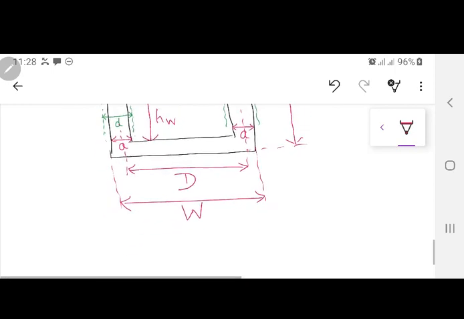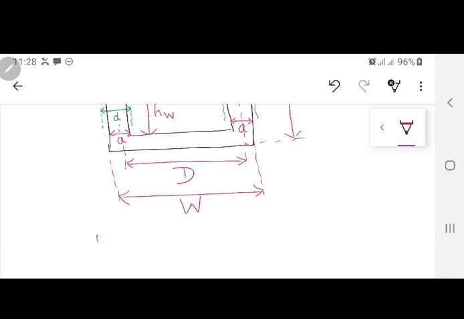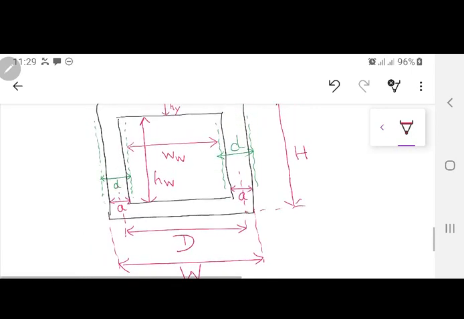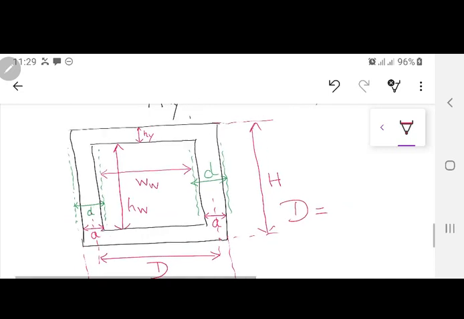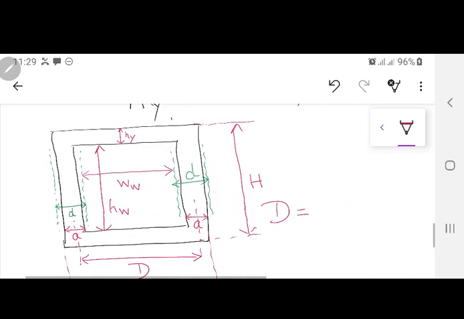Now, can you write D in terms of other variables from this diagram? What is D equal to? G, what is D equal to? Width of the window, okay, plus A or D?